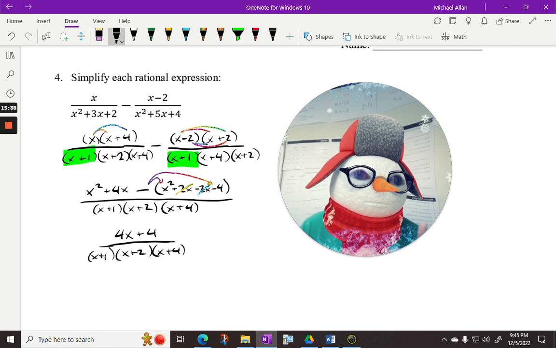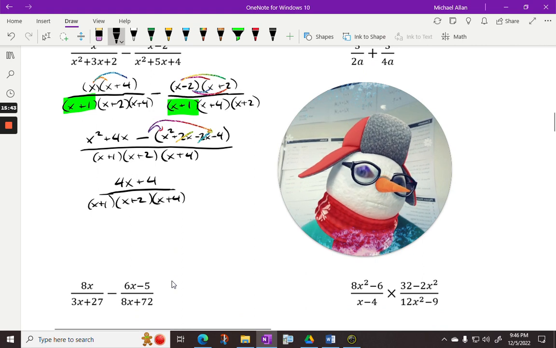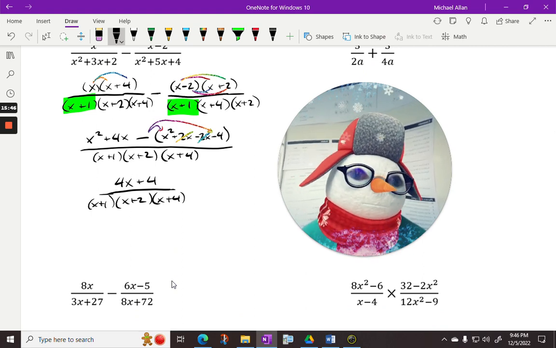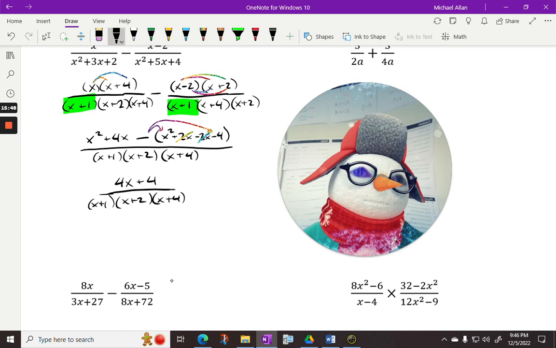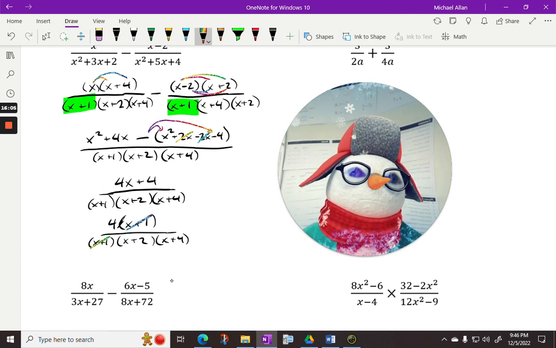Now, just like a simplification question on a previous page here, we just want to see if we can factor the tops and factor the bottoms. The bottom's already factored, so that's great. Factor the top to see if anything's going to reduce out. So if I factor out the common GCF there, I'm going to be left with an x plus 1. And you can see that the x plus 1s are going to cross off. So I'm left with my final answer, 4 over x plus 2, x plus 4.